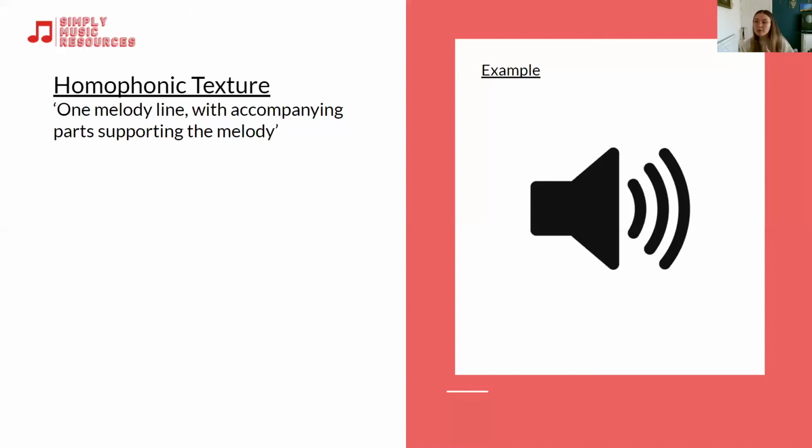Moving on to a homophonic texture. In a homophonic texture, there is one melody line, but it does have accompanying parts supporting the melody. So a homophonic texture differs to a monophonic texture, as a monophonic texture doesn't have those supporting accompanying parts that support the melody, whereas a homophonic texture does. So here is an example of that.